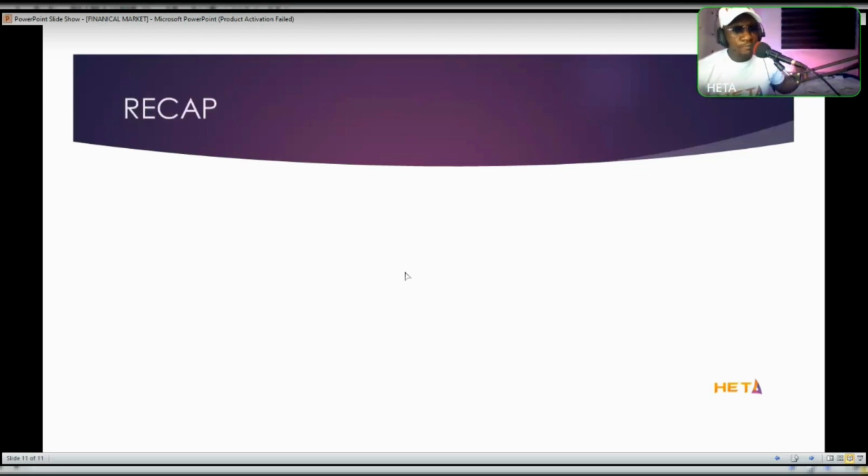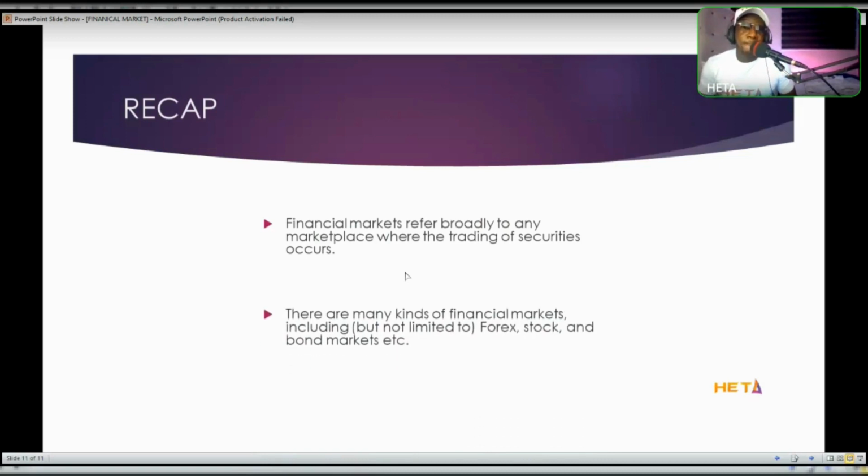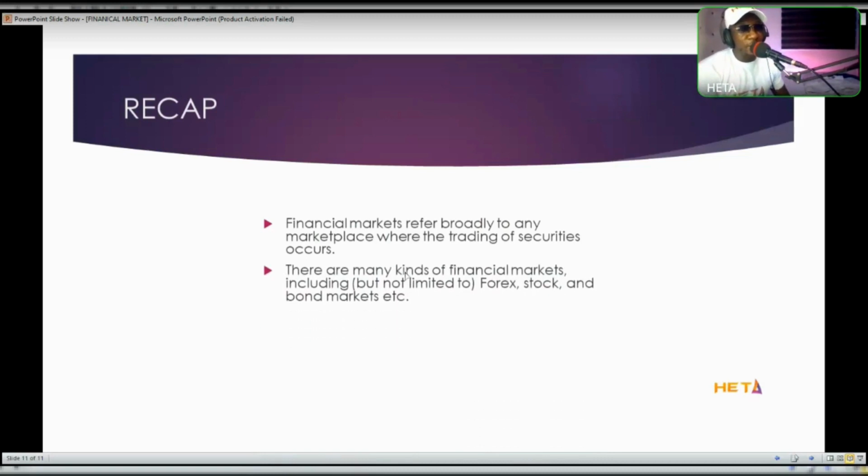So moving on, this is the recap, very important. So you now understand the meaning of financial market. Basically, it is a marketplace where trading of securities occurs, and these securities can be involved with currencies, forex, commodities like gold, agricultural produce, and all that. It can also be involved in shares of companies, stocks and all that. Yeah. And again, we need to know that there are many kinds of financial markets. So we have smaller markets that make up the financial market, and that's the forex, the stock, and the bonds market, etc.